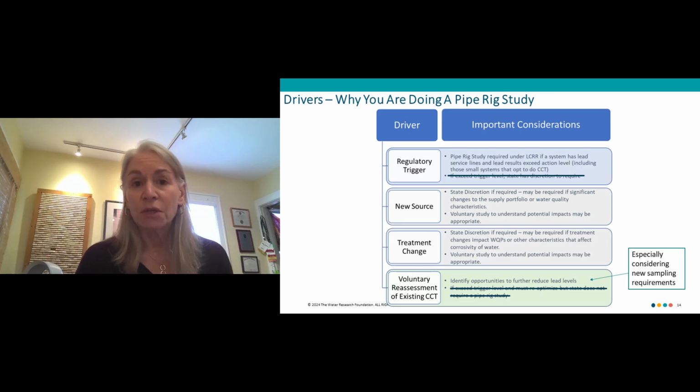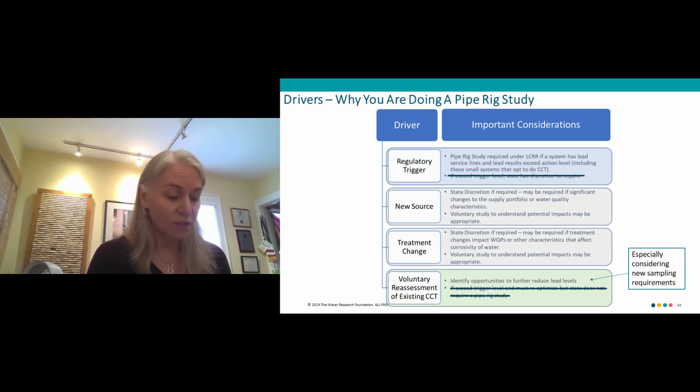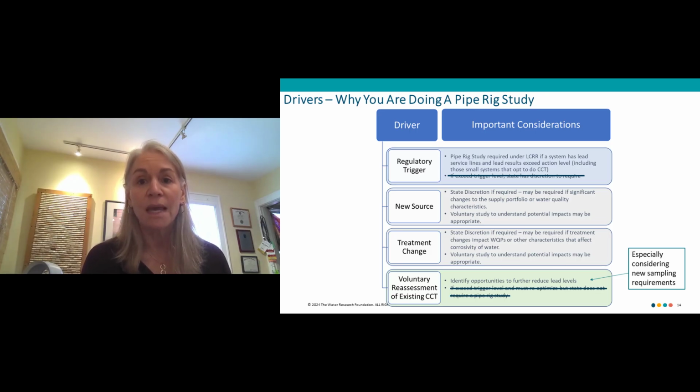On the regulatory triggers, we wrote this manual before the LCRR, so you could be triggered in if you have lead service lines and you've exceeded an action level, then you're required to do a pipe loop study. But there was also this concept of a trigger level when we wrote the manual, and that no longer applies. In the LCRI, there's no longer a trigger level. So a regulatory trigger would be you've exceeded an action level and you have lead service lines. Likewise, in the voluntary reassessment, there was a concept that you could be doing a voluntary reassessment if there's a trigger, but that no longer applies.